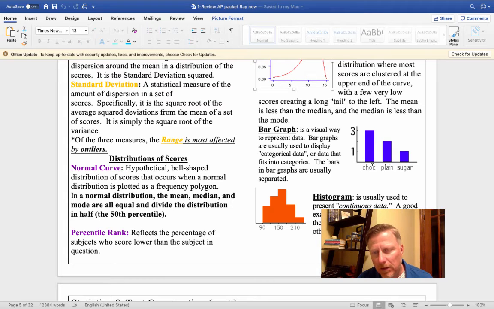How many people took East Asia tradition? How many people took Russian history? How many people took economics? So just frequency. Histograms usually have continuous data.